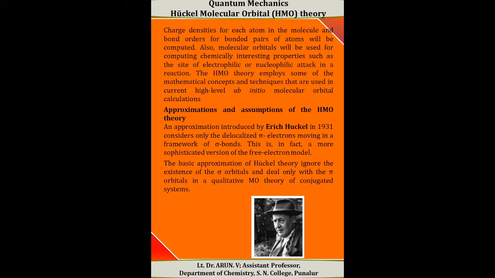The Huckel molecular orbital theory was introduced by Erich Huckel in 1931. He considered only the delocalized pi electrons, and these pi electrons are moving in a framework of sigma bonds. This is in fact a more sophisticated version of the free electron model. The basic assumption of Huckel theory ignores the existence of sigma orbitals and it deals only with the pi orbitals in a qualitative molecular orbital theory of conjugated systems.